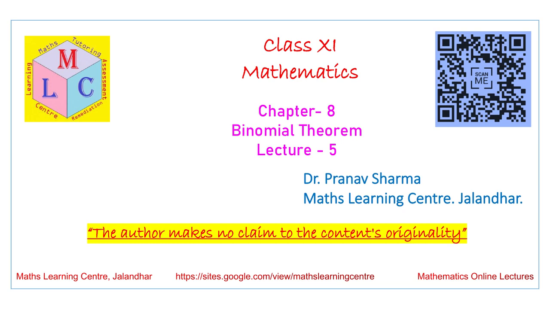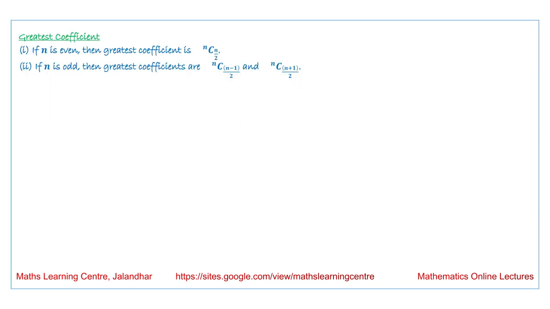We are going to start now lecture 5 of chapter 8, class 11th mathematics, binomial theorem. In this lecture we will study some properties of the binomial coefficients and some problems based upon those properties. Now the first result we have is the greatest coefficient.